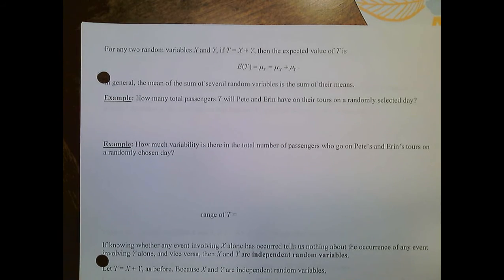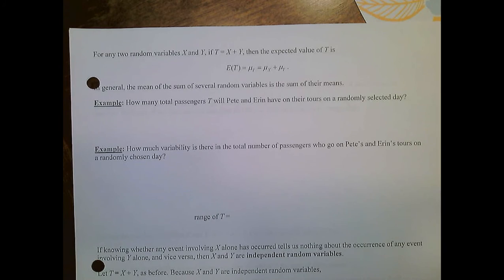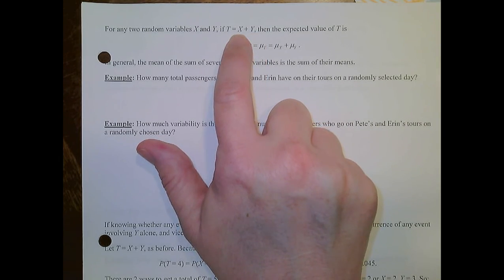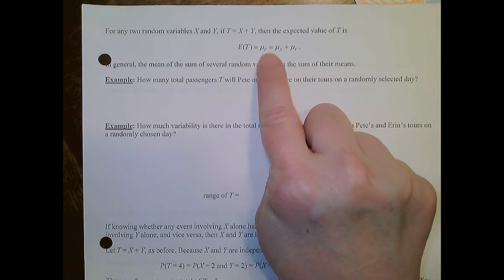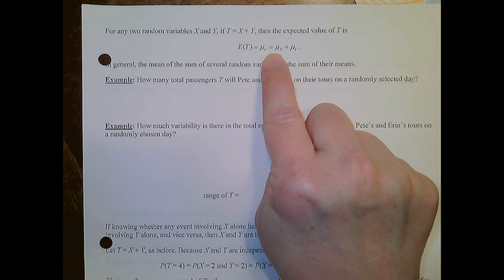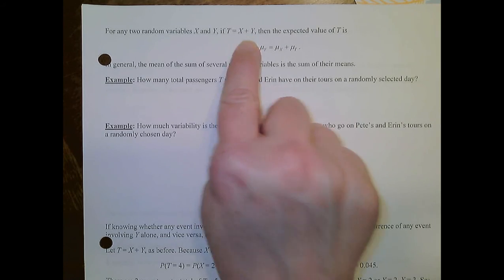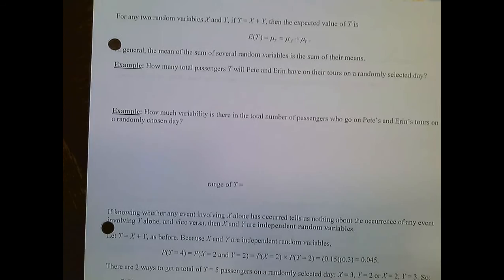For any 2 random variables, X and Y, if T is the sum of those 2 random variables, in other words, we're taking the outcomes for X and the outcomes for Y and adding them together, then the expected value of that sum, T, or the mean of T, will simply be equal to the mean of the first random variable plus the mean of the second random variable. In other words, the mean of the sum of the random variables is the sum of each of their means. And this extends to more than just 2 random variables.